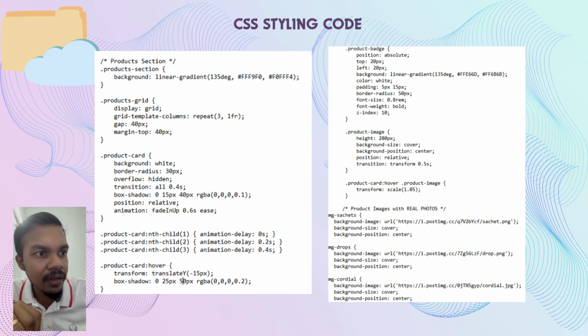The entire card lifts upward by 15px with a deeper shadow, while the inner product image smoothly zooms in by 5%. Finally, we finish the look by absolute positioning a vibrant gradient product badge over a real photo background, creating a clear layer of visual hierarchy that instantly catches the user's eye.